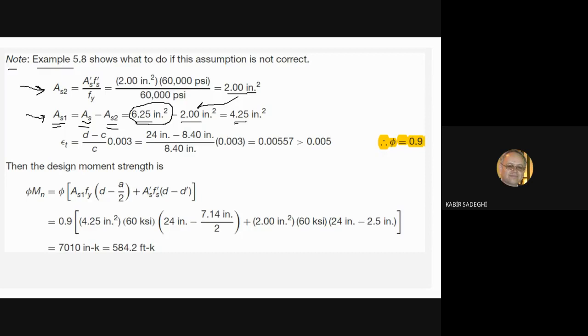Now we can calculate epsilon T, the strain in the tensile steel. We have the formula from the similarity of the triangles in the strain profile. We apply the values. We find it is 5.57 per thousand, which is greater than the target value that was 0.005. Therefore, we can conclude that phi equals 0.9. Otherwise, we calculate from the formula that we had for phi.